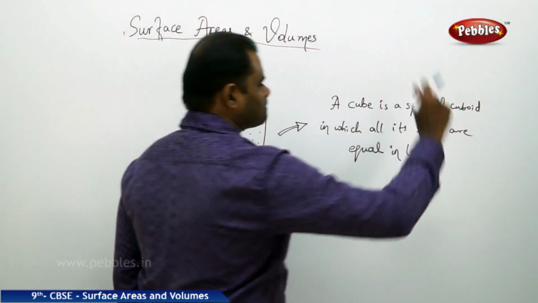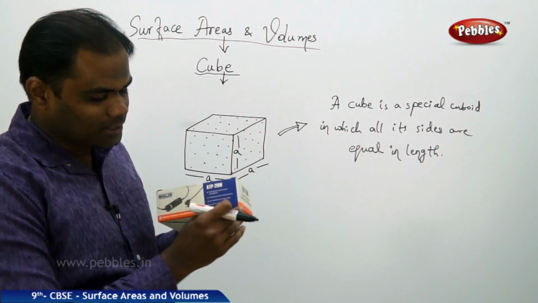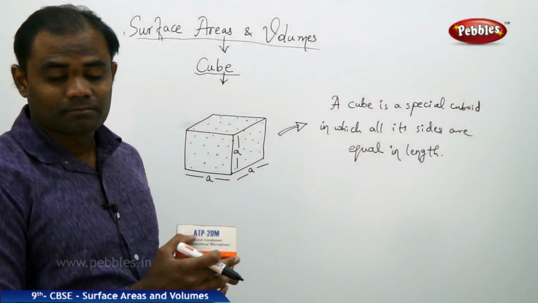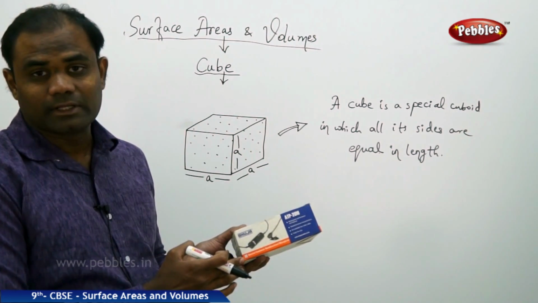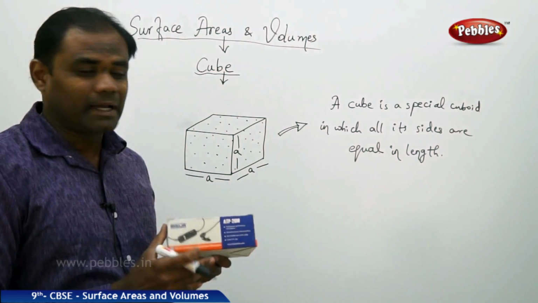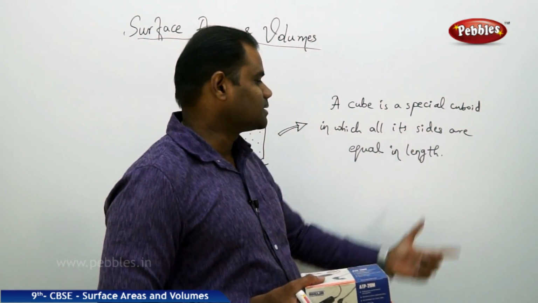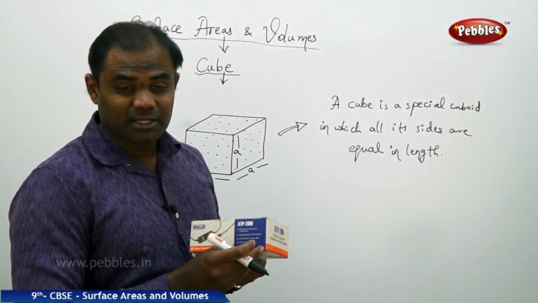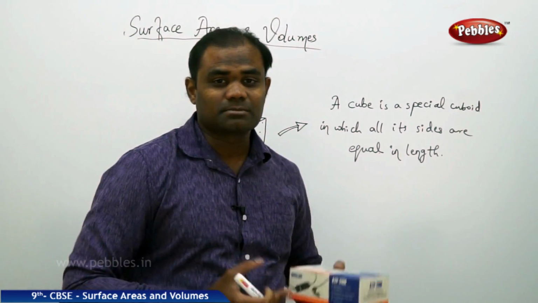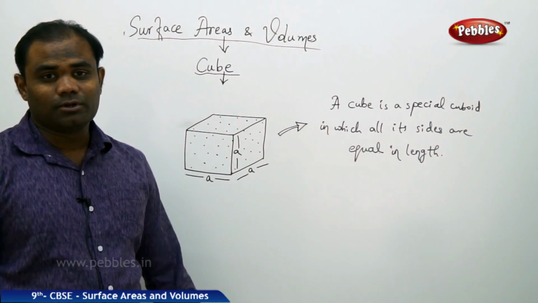in length. If the length of this is not equal to the length of this, or the length of this is not equal to the length of this, then this cannot be a cube, because a cube is a special cuboid in which all its sides are equal in length. This length must be equal to this length, must be equal to this length. All its lengths must be equal. Only then we call the given cuboid a cube.